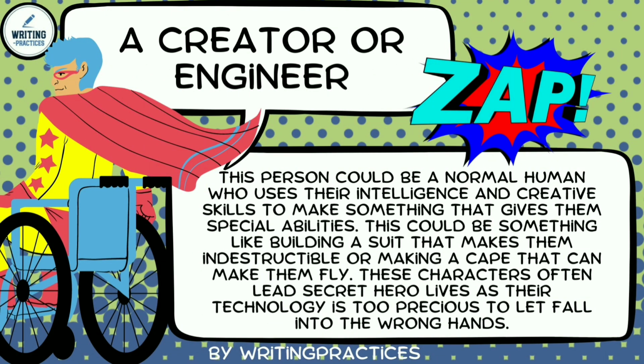4. A creator or engineer. This person could be a normal human who uses their intelligence and creative skills to make something that gives them special abilities. This could be something like building a suit that makes them indestructible or making a cake that can make them fly. These characters often lead secret hero lives as their technology is too precious to let fall into the wrong hands.